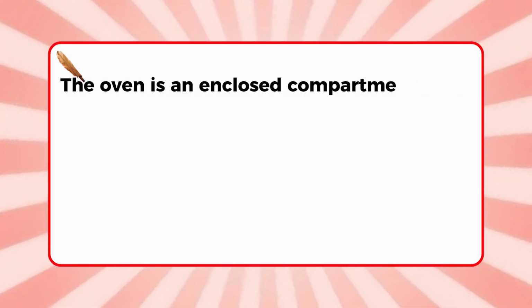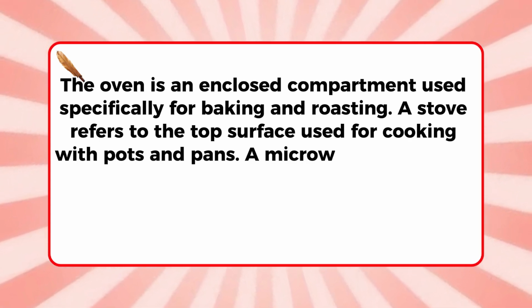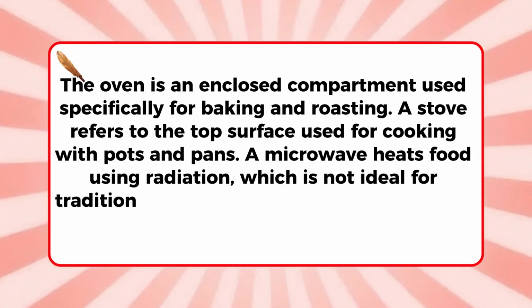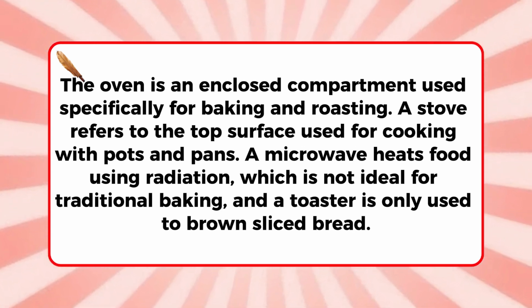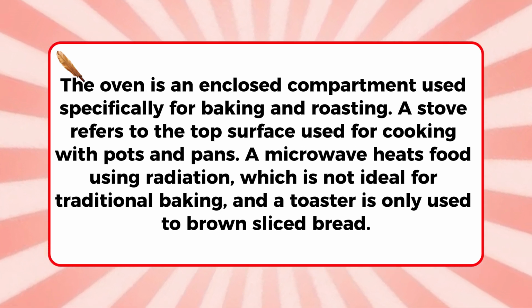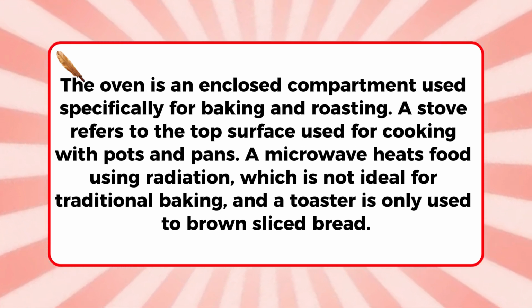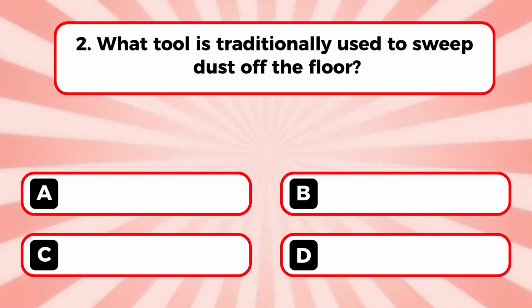The oven is an enclosed compartment used specifically for baking and roasting. A stove refers to the top surface used for cooking with pots and pans. A microwave heats food using radiation, which is not ideal for traditional baking, and a toaster is only used to brown sliced bread. 2. What tool is traditionally used to sweep dust off the floor?